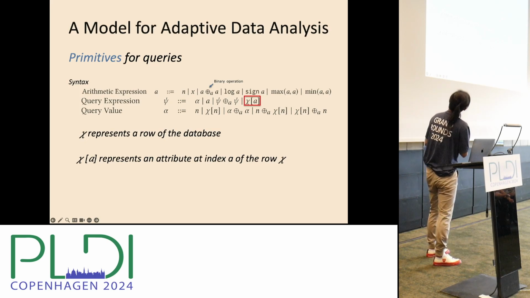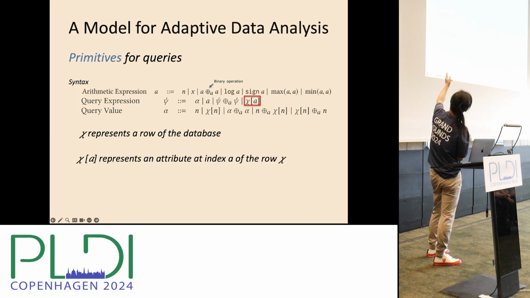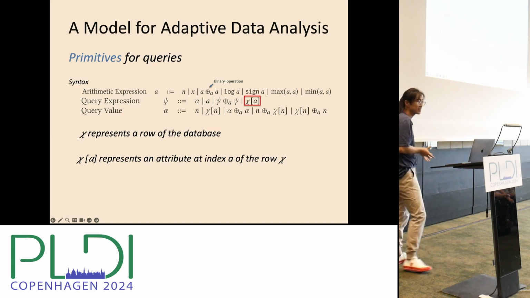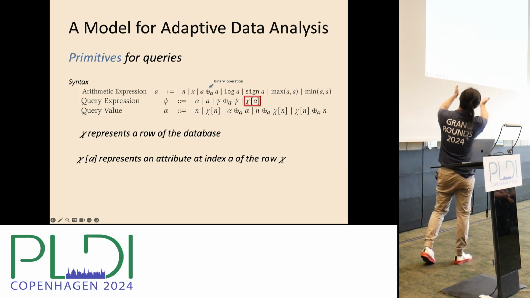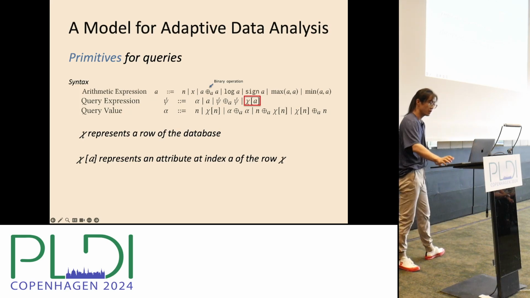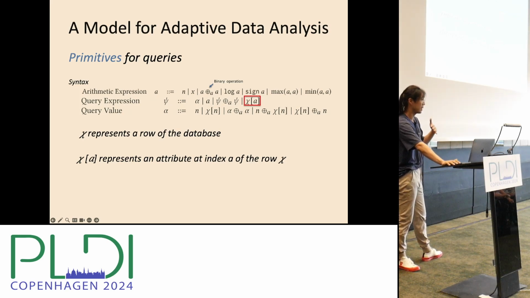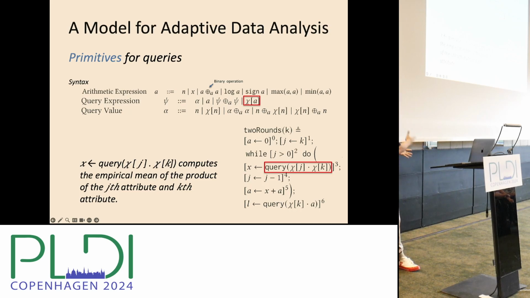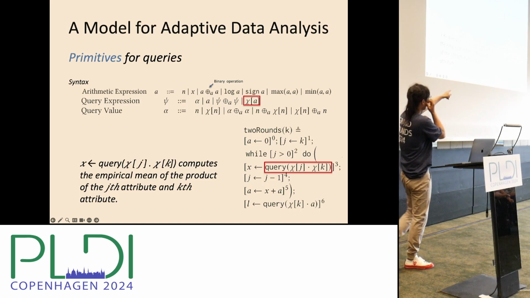Here, we have a special symbol, chi. Chi represents a row of the database. So chi A represents an attribute at index A of this row. Now we have these programming languages. We can express these two-round examples in our languages.